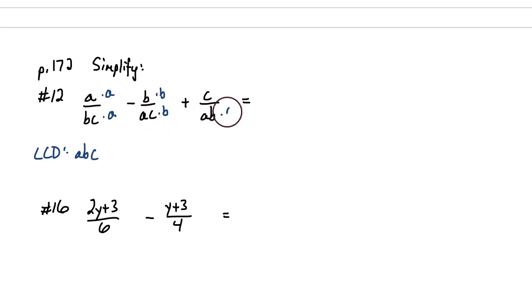And this last one is missing the C, and in the top. Let's rewrite this so that all the fractions have the common denominator. We have a squared minus b squared plus c squared. And that's all over our common denominator, ABC.